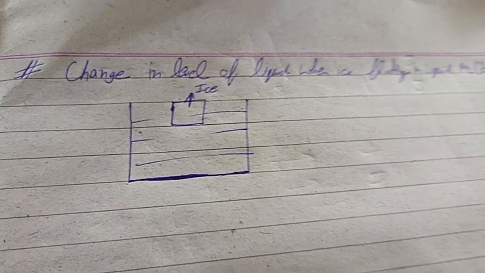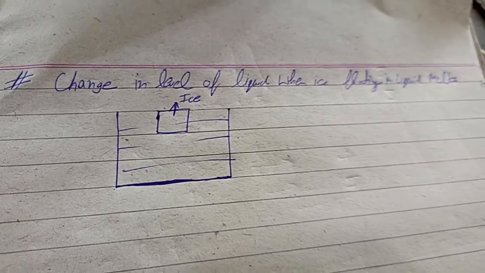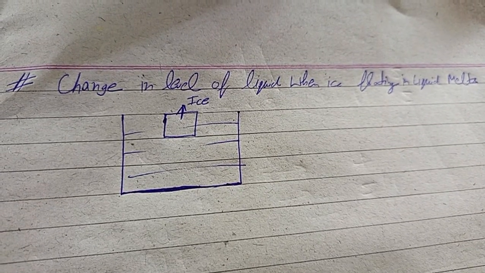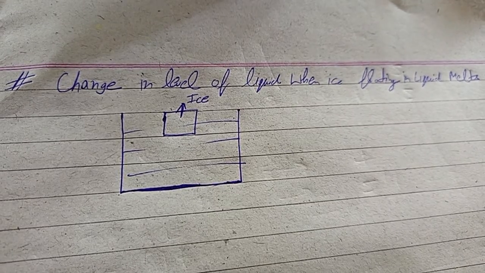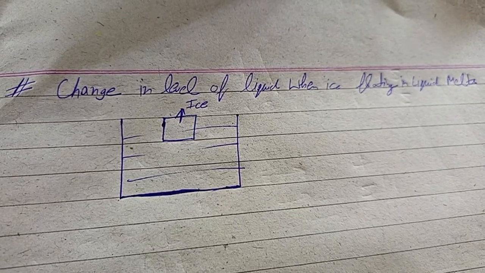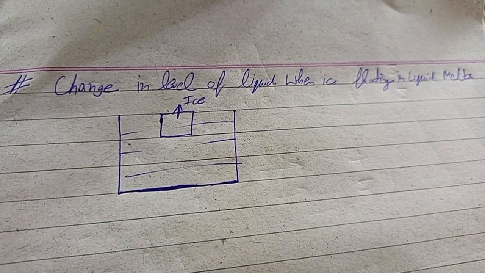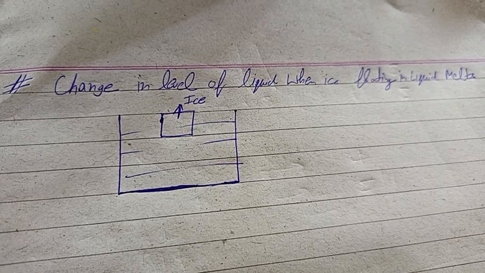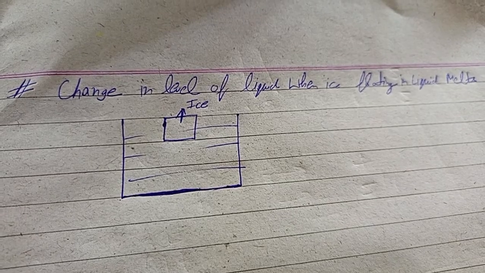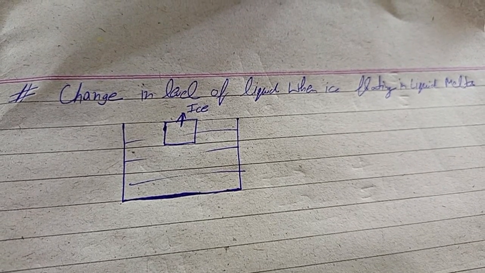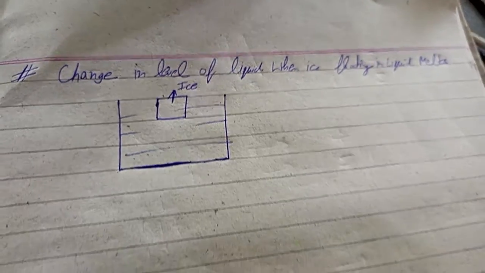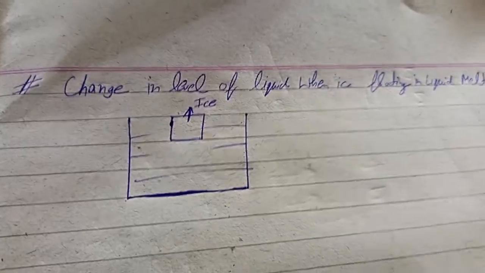Hello. Today we are going to discuss a very important topic of fluid statics. The topic is based upon the melting of ice. We are going to discuss what happens when an ice cube melts in a liquid. The liquid may be water or any other liquid. So after the melting of ice, whether the level of liquid will rise or fall, we are going to discuss in this section. So let's start.